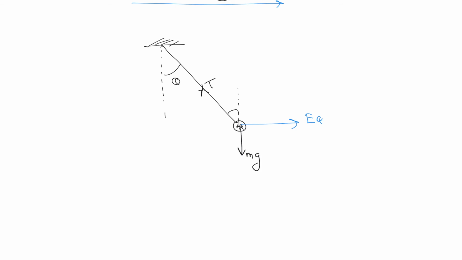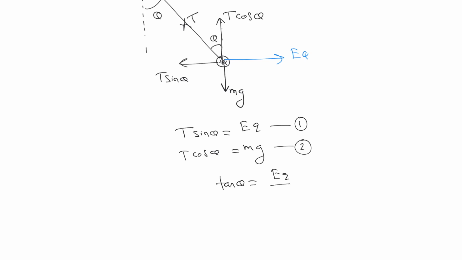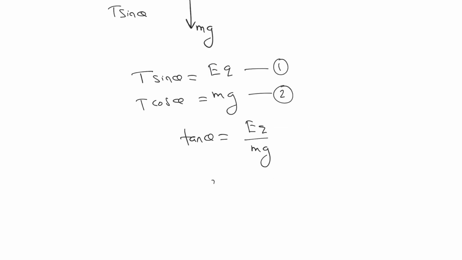So when we take this angle as theta, we can resolve this T into two components. This component is going to be T cos theta, and this component is T sin theta. For the equilibrium position, the net force should be equal to 0. That means T sin theta should be equal to EQ, and T cos theta should balance the weight mg. So if we divide equation number 1 by equation number 2, we get tan theta equal to EQ divided by mg, or the value of theta will be equal to tan inverse of EQ divided by mg.